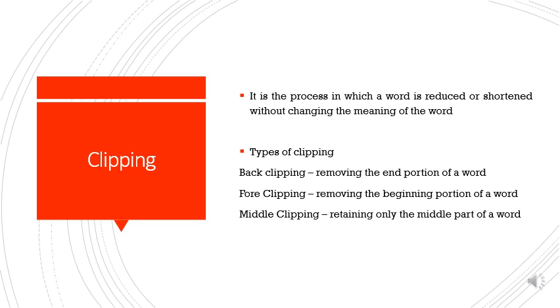There are different types of clipping, like back clipping, fore clipping, and middle clipping. Back clipping means removing the end portion of the word. Fore clipping means removing the beginning portion of the word, and middle clipping means retaining only the middle part of a word. So we have three types of clipping: back clipping, fore clipping, and middle clipping.